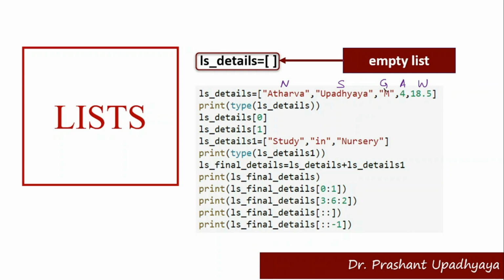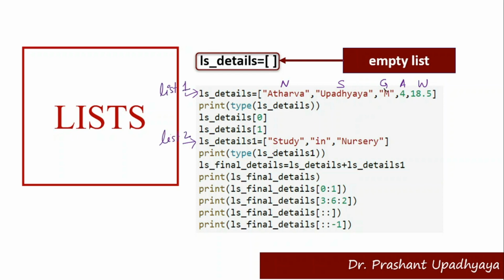If I'm talking about ls detail underscore 0, it will give me the element that is present at position 0. ls detail 1 will give me the element which is present at position 1. I'm saying this is my list 1. I have created another list, ls underscore details 1. So I'm saying that this is my list 1 and this is my list 2.